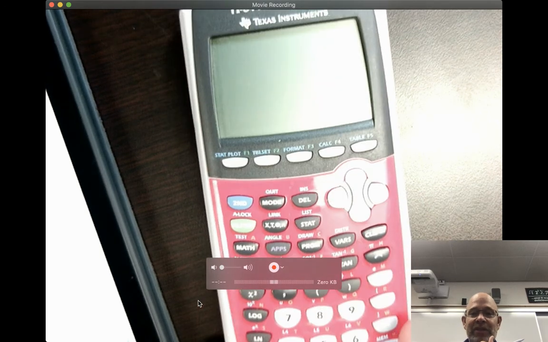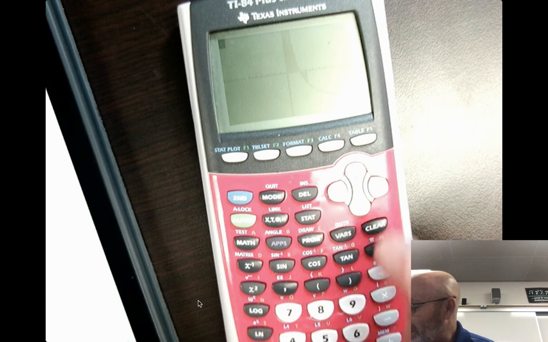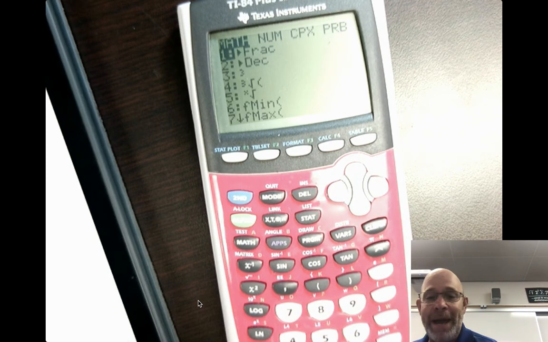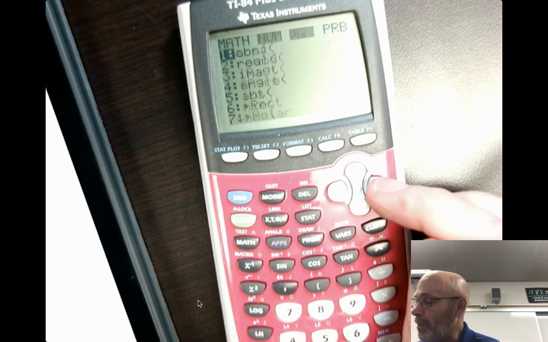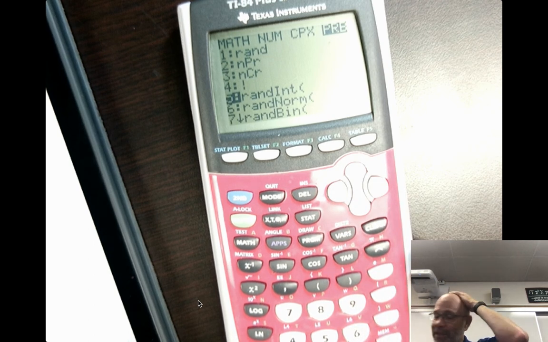Hopefully that's not too bright. So remember, we're going to do a random integer. What we're going to do is go to math, over to probability, and down to this random integer. Now, this is the old software.